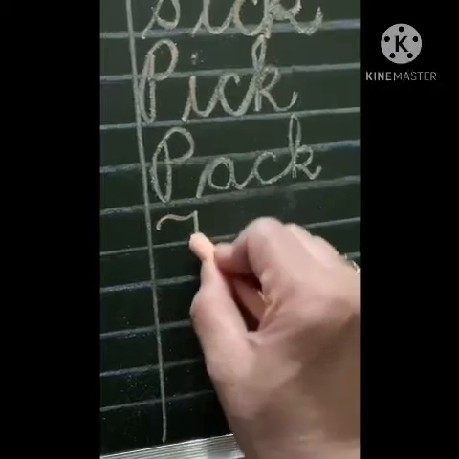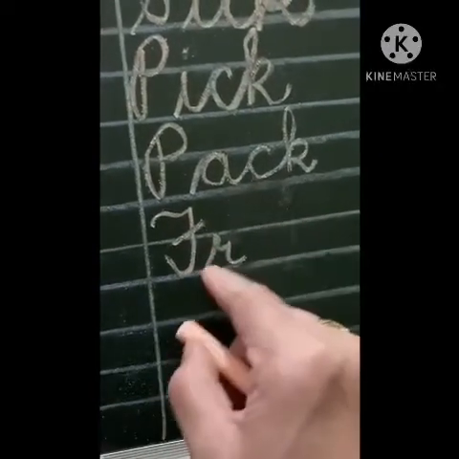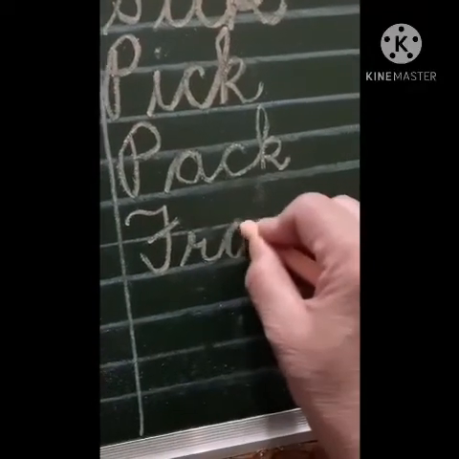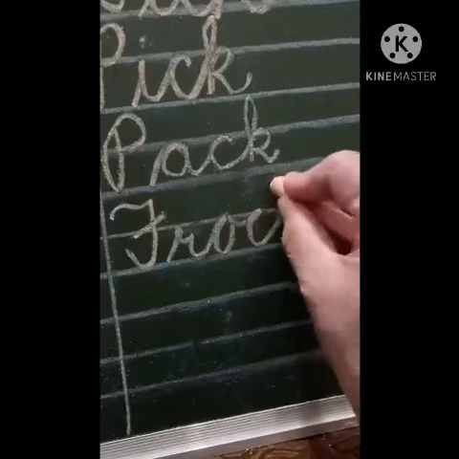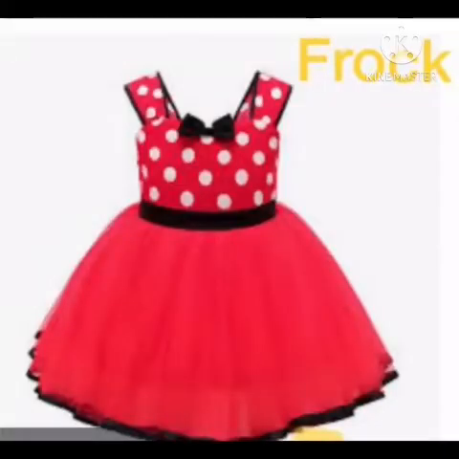Next, starting with F, the first sound, then R. Together they give fr sound. F-R-O-C-K, frock. This is a picture of a dress called a frock.